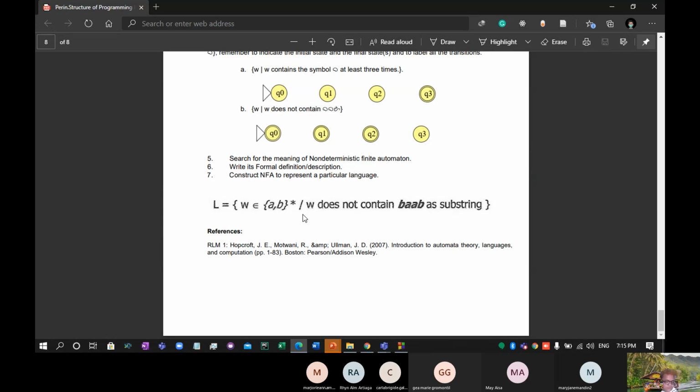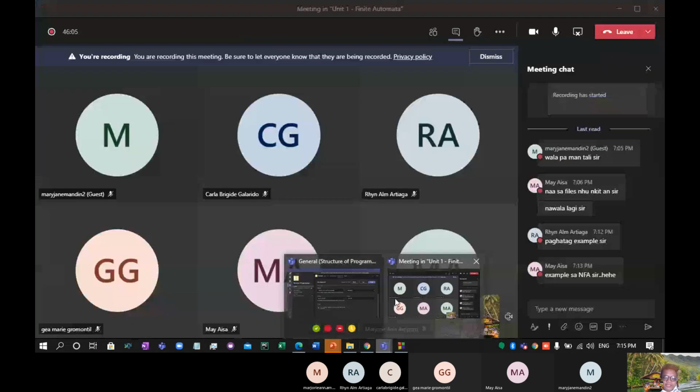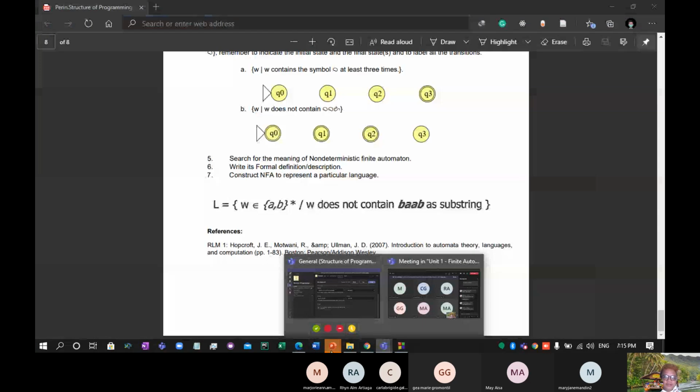Hello, so I'm back. Let's practice a sample NFA. What do we use to draw it, draw.io?